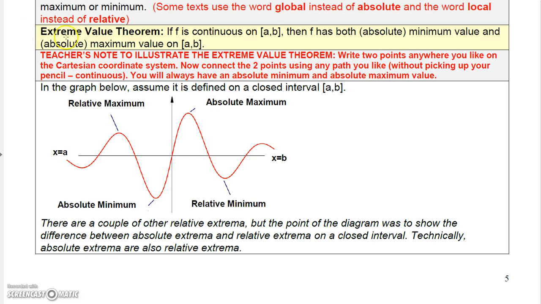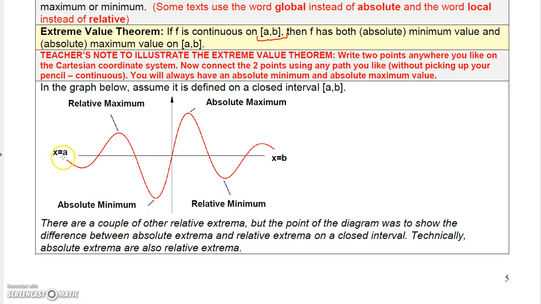Okay, here's the extreme value theorem. The extreme value theorem says if f is continuous on a closed interval from a to b, then f has both an absolute minimum value and an absolute maximum value.